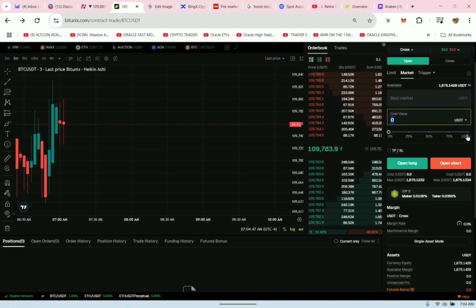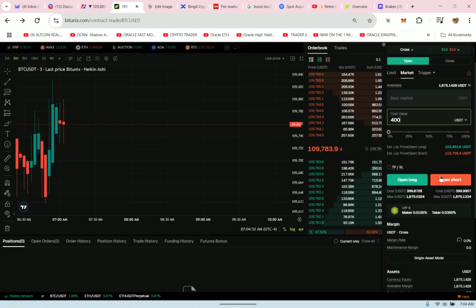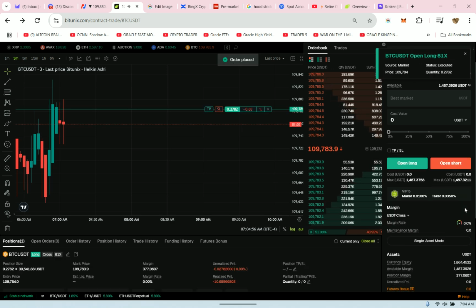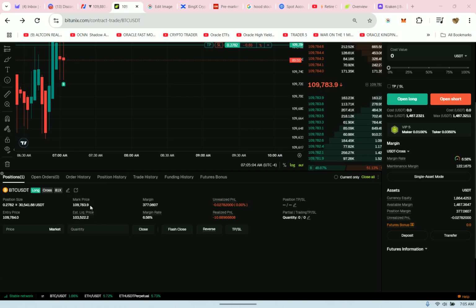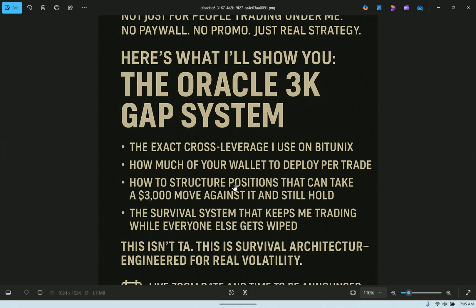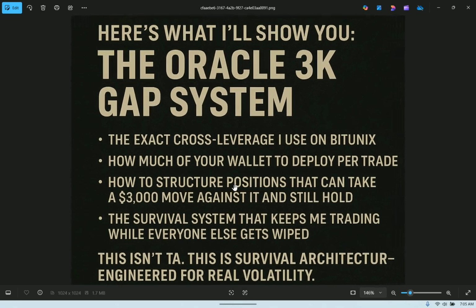If I'm going to put 900 in the trade, I'll drop in half my trade first. 400. Open long at market. Now I'm going to see a few things. The first is I'm going to see the market price and my liquidation price. There's a bigger gap. Zoom in. There's a $6,000 gap here. Liquidation is 103. Okay? Now, market price is 109. That means I have more than the $3,000 gap system.